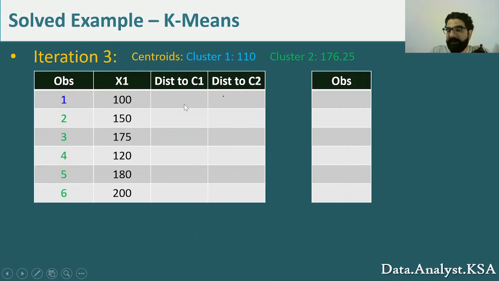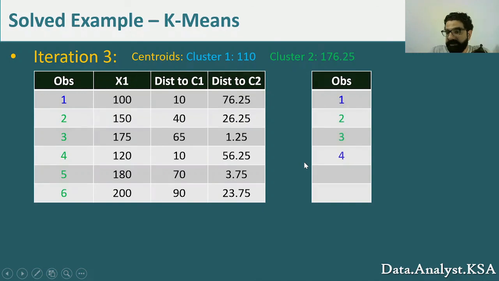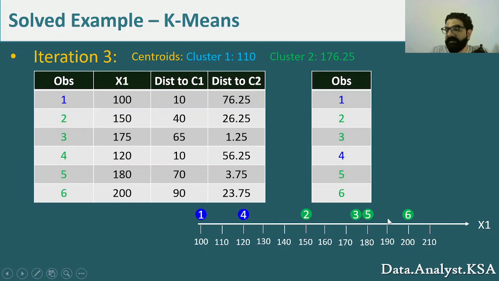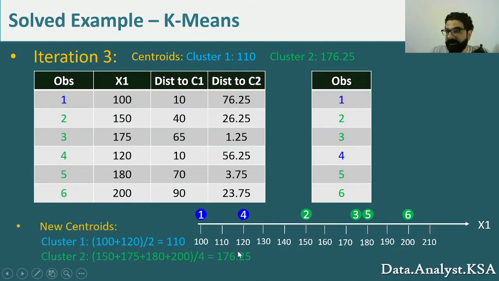Now I'm going to again calculate the distances, and if you do them to practice, you will find that the distances are this, and you will assign the observations again based on the closest clusters, and you notice that the clusters didn't change. So the green cluster includes points 2, 3, 5, and 6, and the blue cluster includes 1 and 4. So the new centroids will be the same. Since the algorithm did not change the centroids, if I repeat it again and again, it will still be at the optimal point.